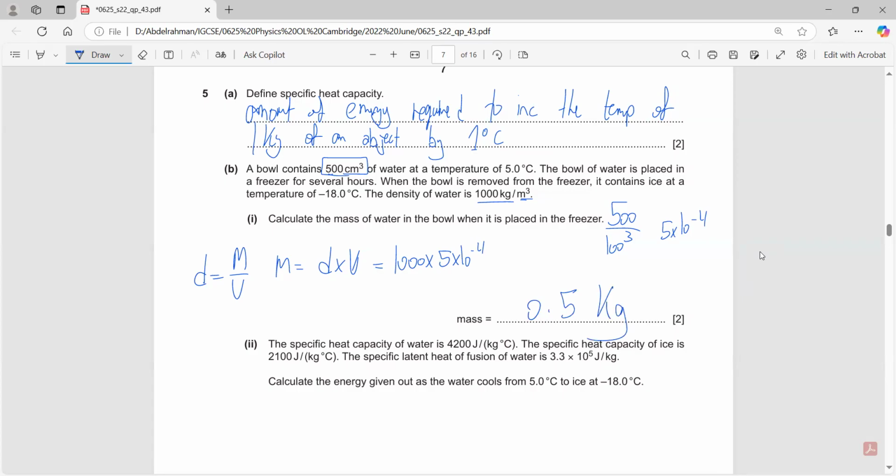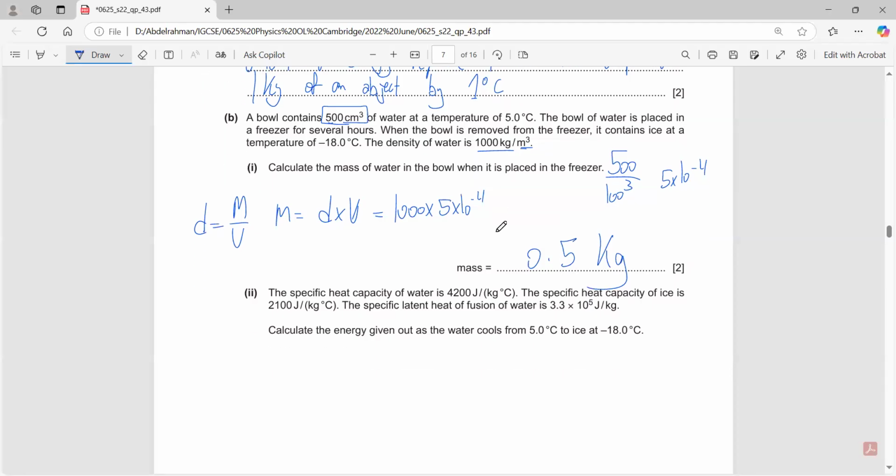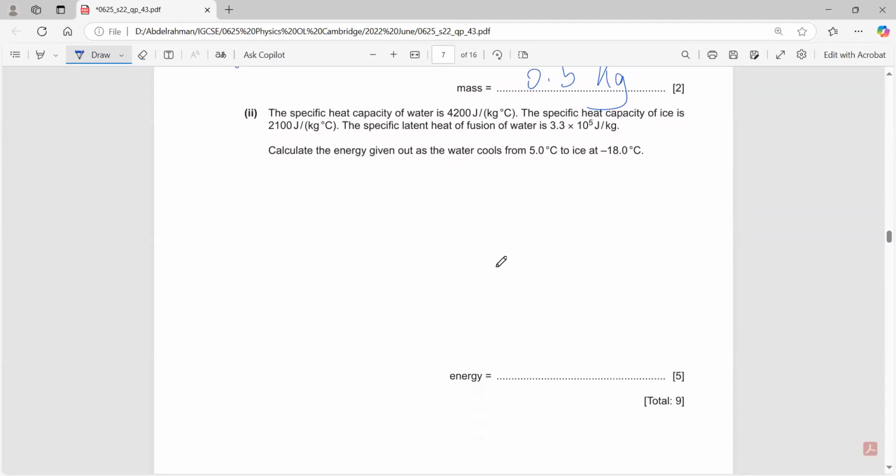0.5 kilograms. Okay? Latent heat is cancelled. Latent heat of fusion has been removed.